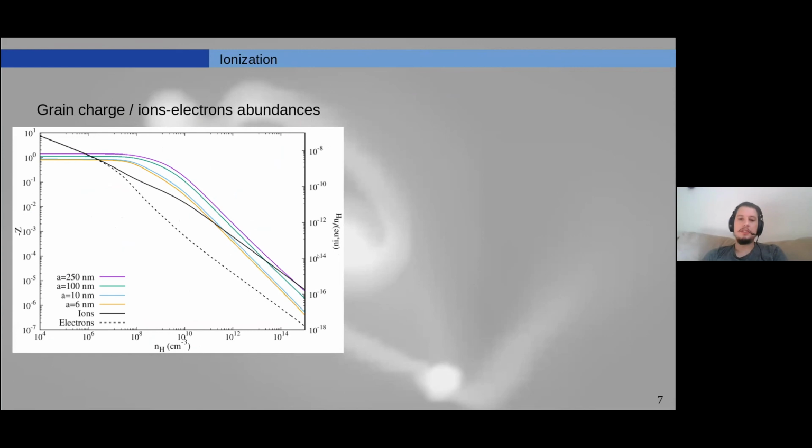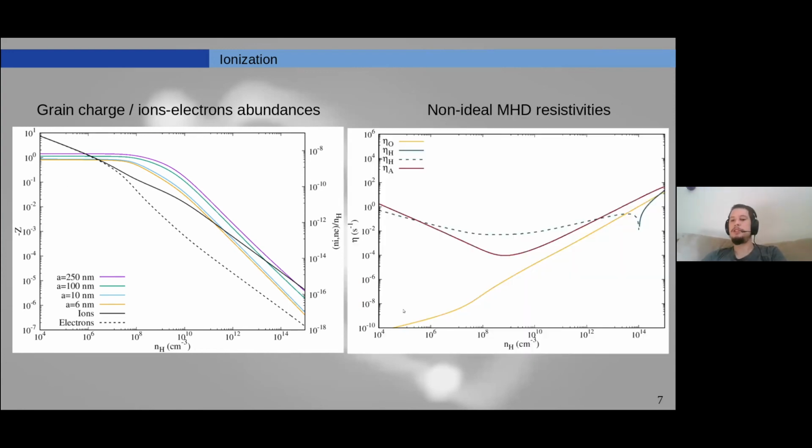And here are the results of this equation. Just to show an example, here in black are the fractional abundance of ions in solid lines and electrons in dashed lines as a function of density, and in colors the average charge of grains for an MRN distribution. Here I showed only a few sizes. From this information, we can calculate the non-ideal MHD resistivities, and all the results are consistent with previous studies and more detailed models.